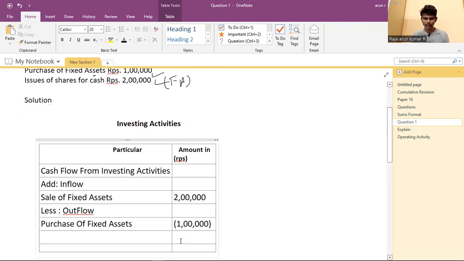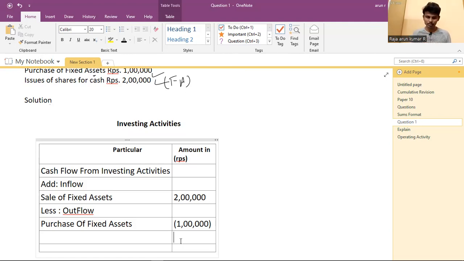2 lakh minus 1 lakh. In the issue of shares for cash, shares and equities or owners' equities come in. Both equity shares and preference shares are considered as share equities, and both are financing activity only. Issue of shares for cash comes under financing activity as an inflow of cash. If it is a repayment of shares, it comes under outflow of cash.